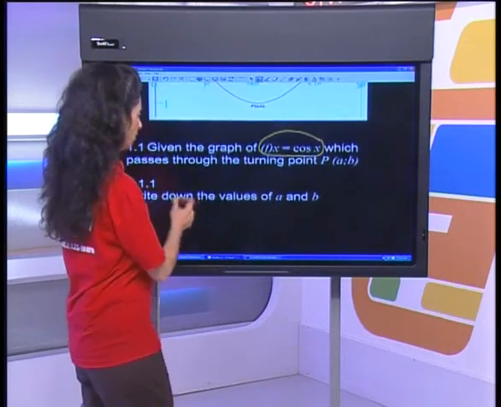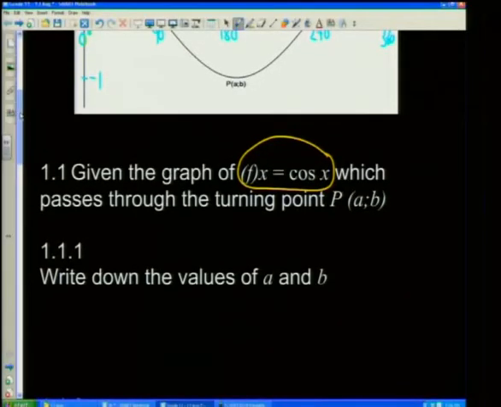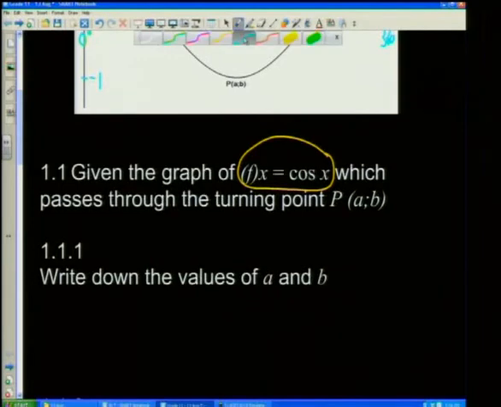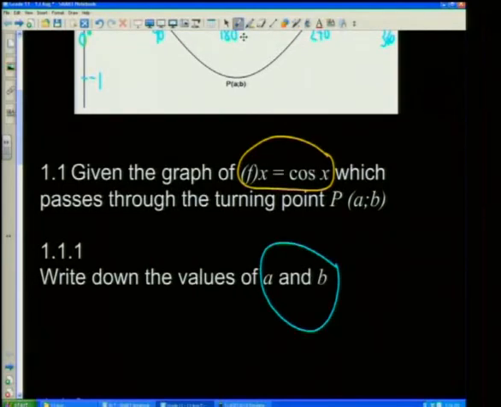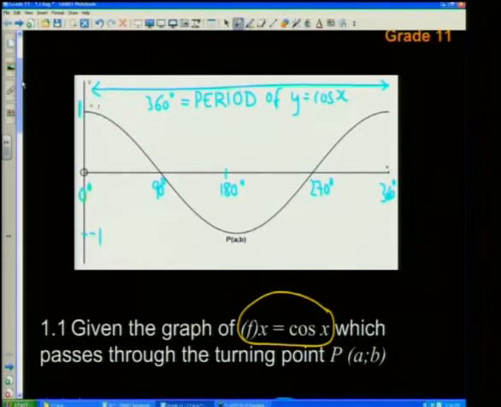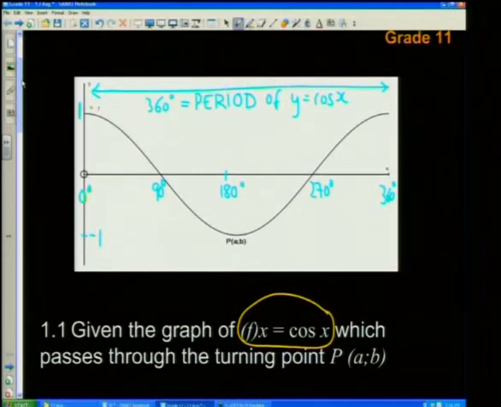Firstly, they would like to know what would the values of a and b equal, and if we looked at a and b, since it's the parent graph, we would now have that this is actually the minimum value. So we would have a minimum, and this minimum is happening at -1, and therefore the coordinates here would be the x value, which is your angle, so it will be 180 degrees, and the y value would be -1. So those would be the coordinates of our minimum.